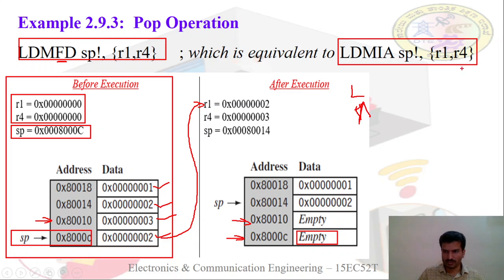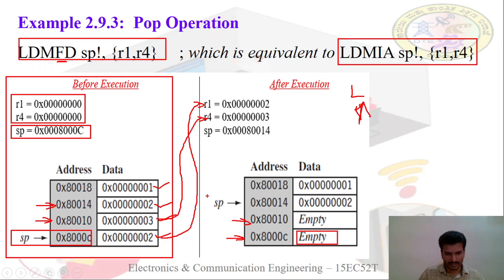So again, there is one more register present in the instruction. So this data is moved to R4 register. So 3 is retrieved to R4 register. So later the SP is incremented by 4. So only 2 registers: 2 times retrieve the data and 2 times SP is incremented by 4.